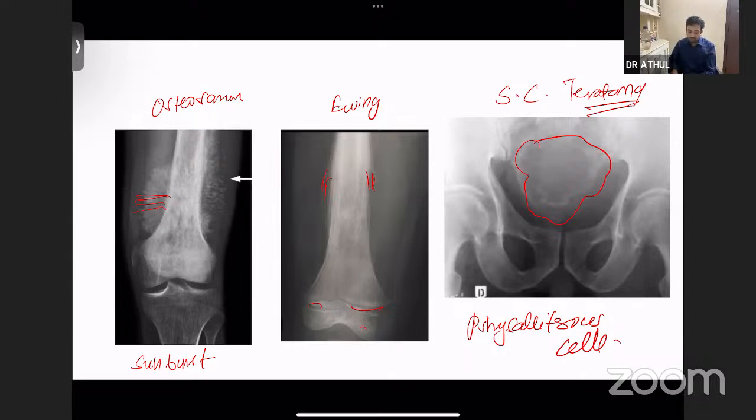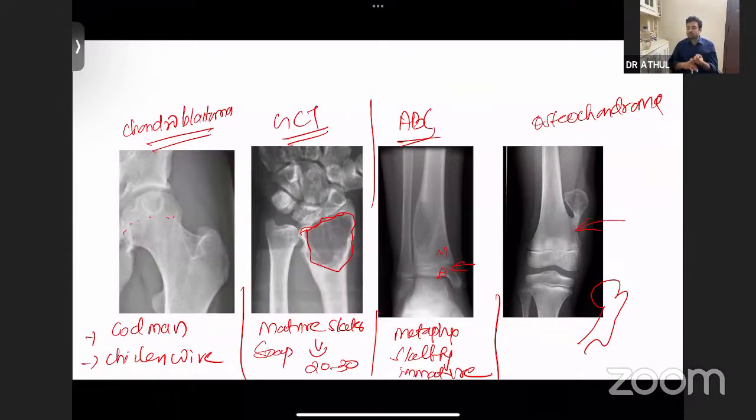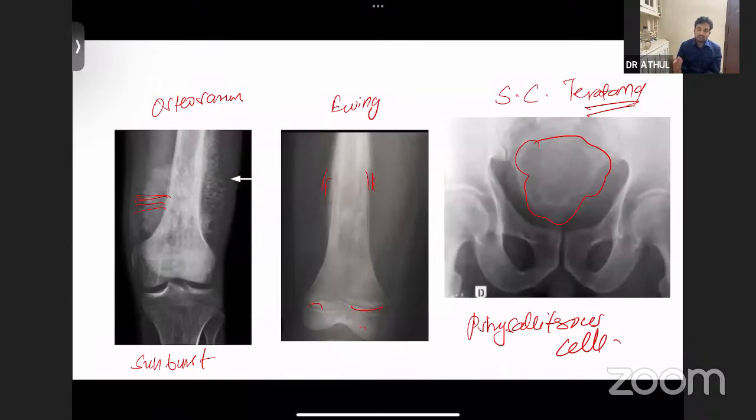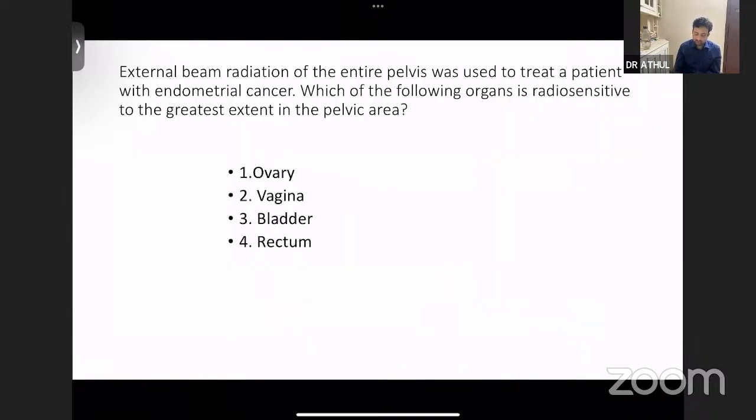But before you go to the exam, you should read about chondroblastoma, GCT, and how to differentiate between GCT and ABC. Actually, the differentiation is very easy, because GCT occurs after skeletal maturation and ABC occurs before skeletal maturation. If you see the X-ray image carefully, you will easily be able to differentiate. Usually, GCT is seen in the region of epiphysis, whereas ABC is seen in the region of metaphysis. See, it is longitudinally extensive like this. Then osteosarcoma, Ewing sarcoma, all these are very important.